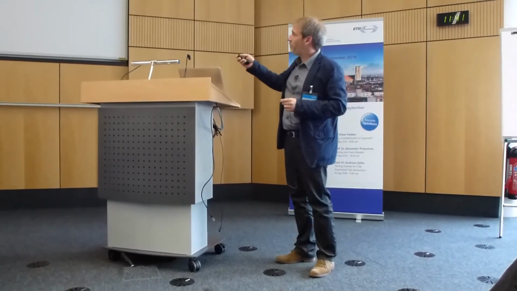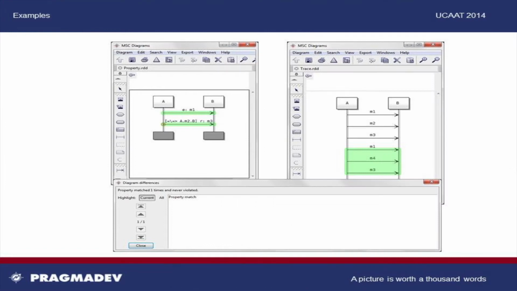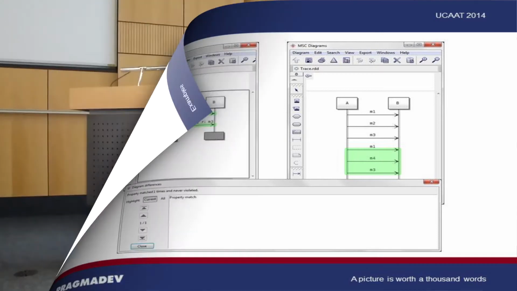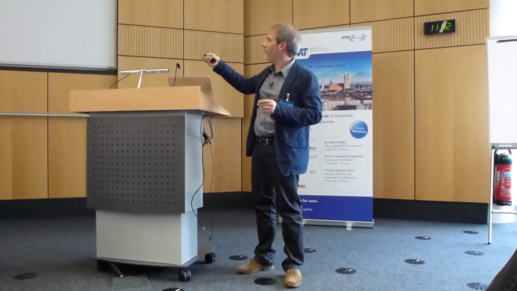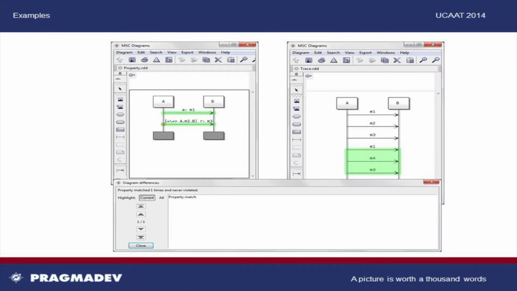Another example, a bit more tricky, says if you have M1 sent from A to B, and you don't have M2 from A to B, then you should have M3. That's a bit tricky. It means if you have M1 followed by M2 and M3, it doesn't match the property, because there was M2 in between. Now this one, M1, M4, and M3, matches the property: M1, not followed by M2, followed by M3.